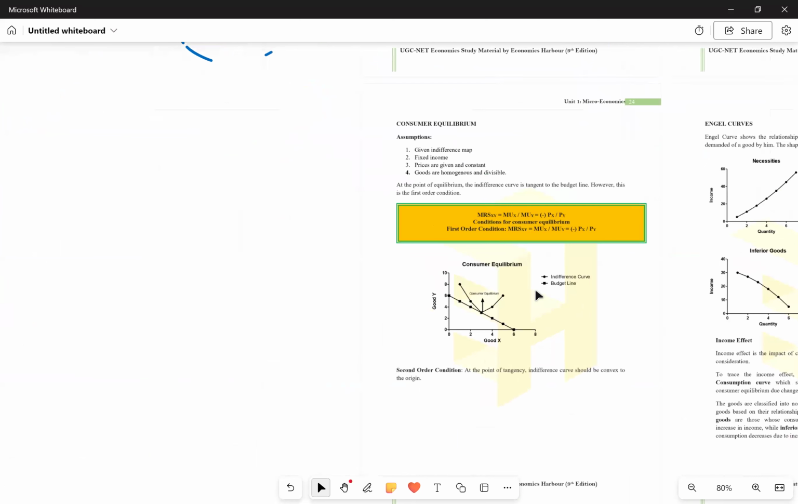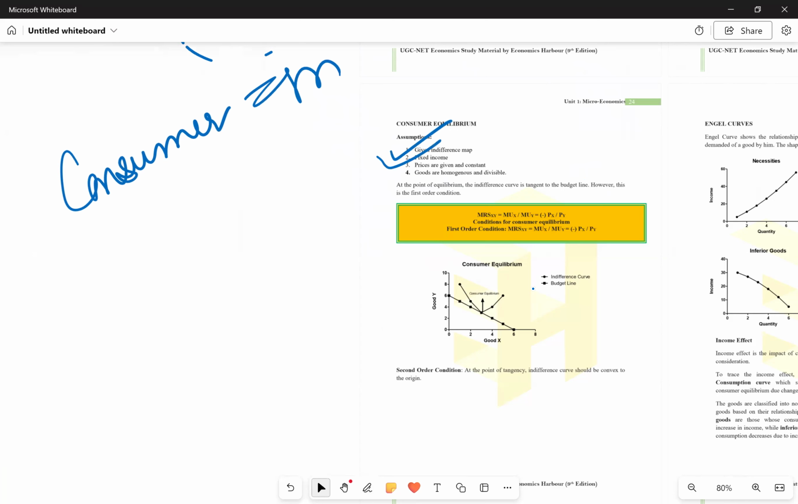So the last topic for the day, we'll just do the consumer equilibrium. Now, how will a consumer reach the equilibrium level? First, you are given an indifference map, you are given the income level, you are given the prices, which are constant, and you are given the goods that are homogeneous and divisible, right?